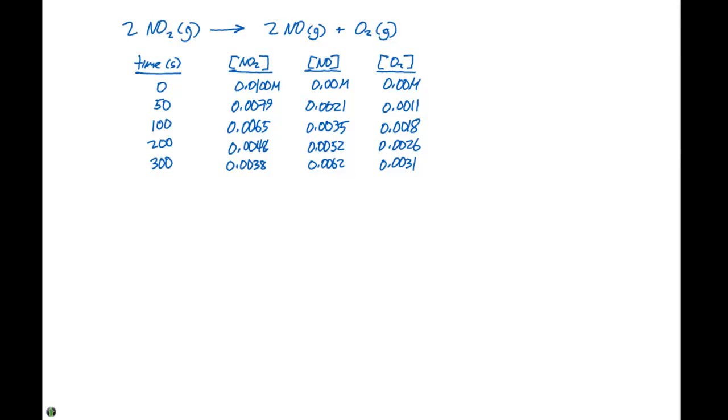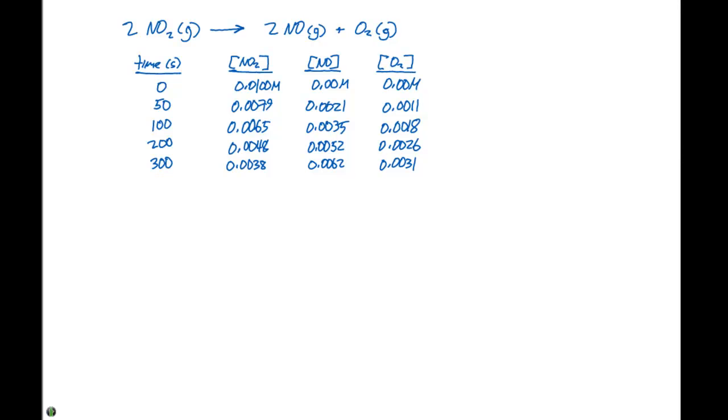Now let's take an actual chemical reaction and apply the principles that were introduced in the previous video. Here we have 2 moles of nitrogen dioxide decomposing into 2 moles of nitrogen monoxide plus 1 mole of oxygen gas. Initially at time 0, we have 0.0100 molar NO2, and there's 0 moles of the nitrogen monoxide and the oxygen. As this reaction progresses, the nitrogen dioxide is going to decompose, and that concentration is going to get smaller.